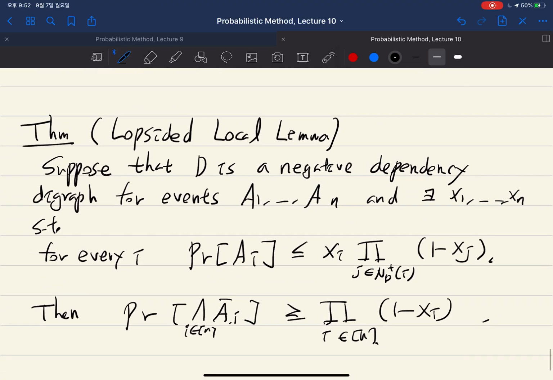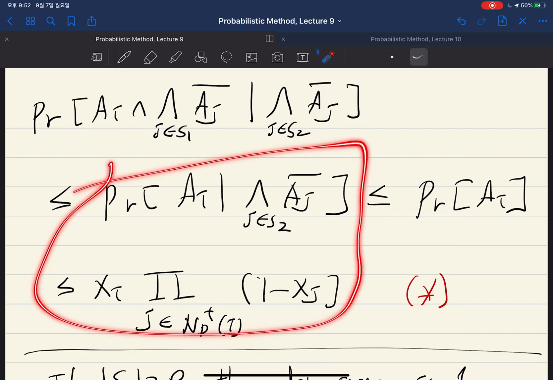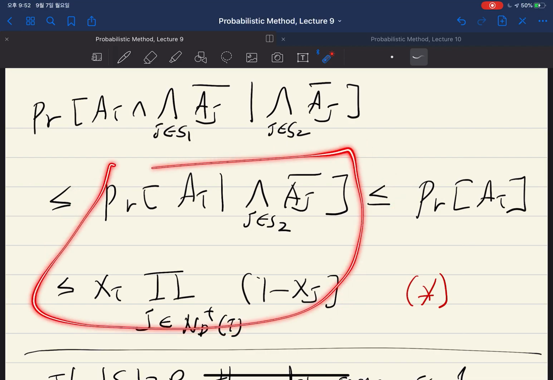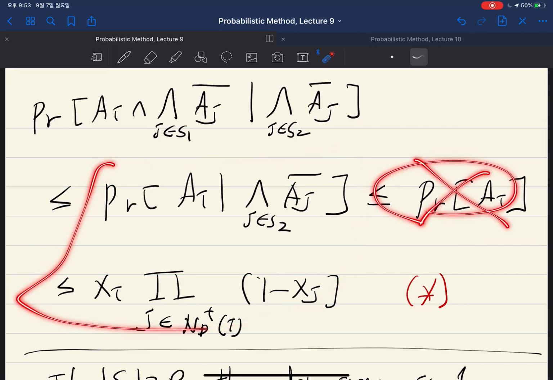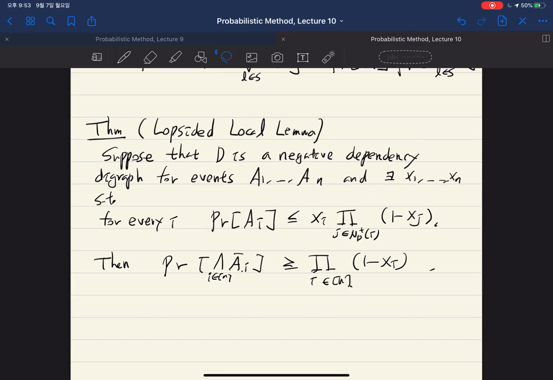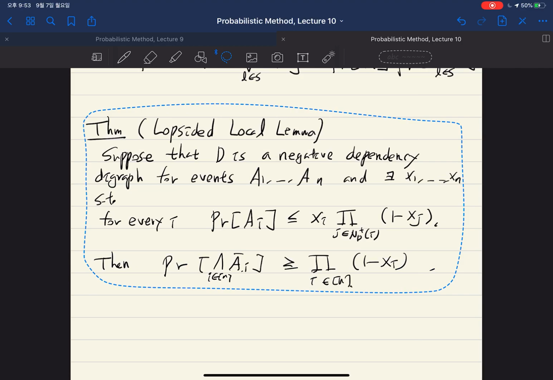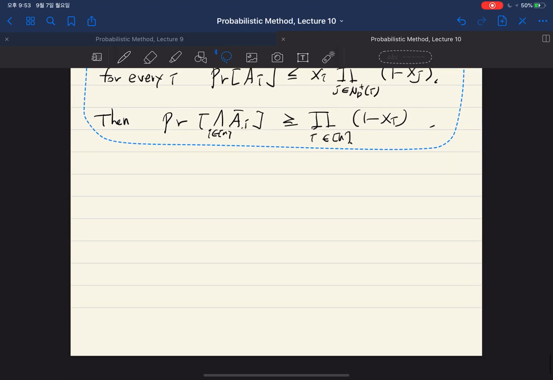Or even, here what we wanted was not just this, but say this. We can directly assume that we don't care about this, but if we know this, then still the proof works. So that's actually the extended lopsided local lemma.